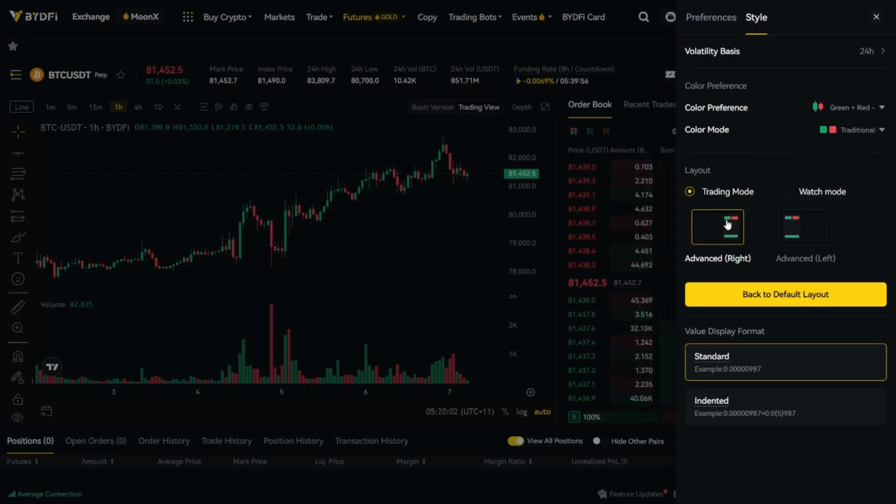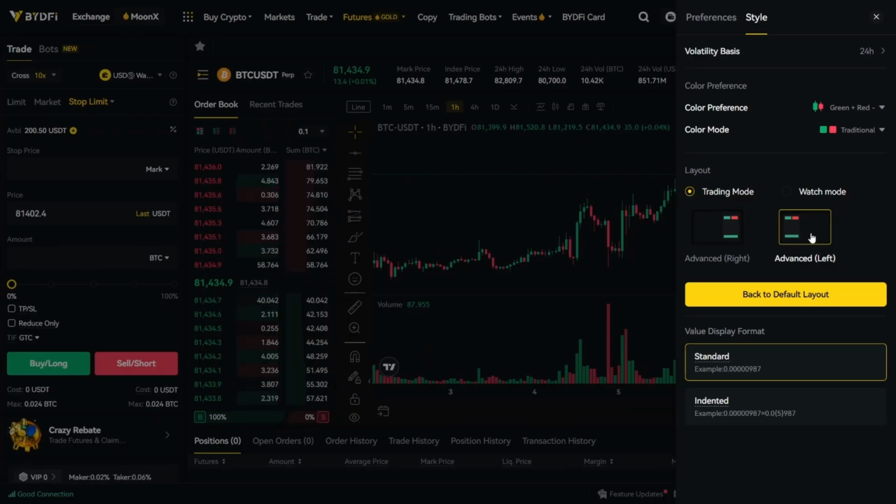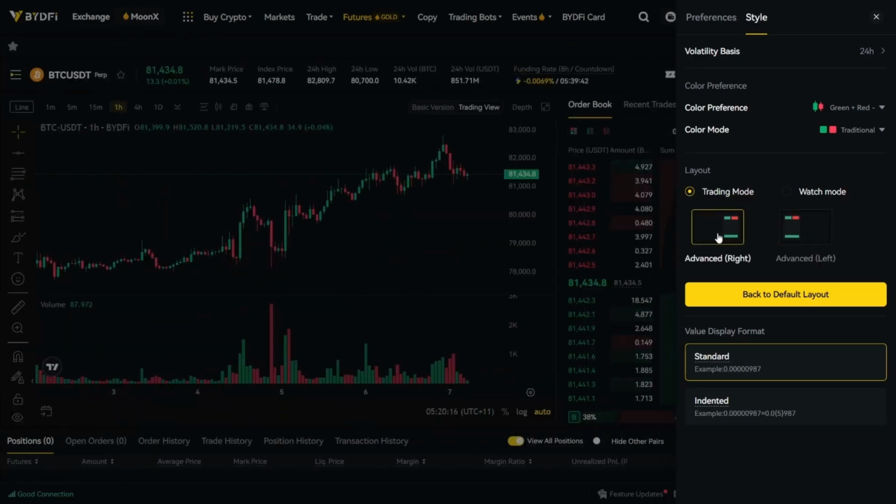We also have two different layout options. We have right, which is pretty traditional for most exchanges, and we have left. So again, it kind of just depends on what you prefer, but we're going to keep it on right.